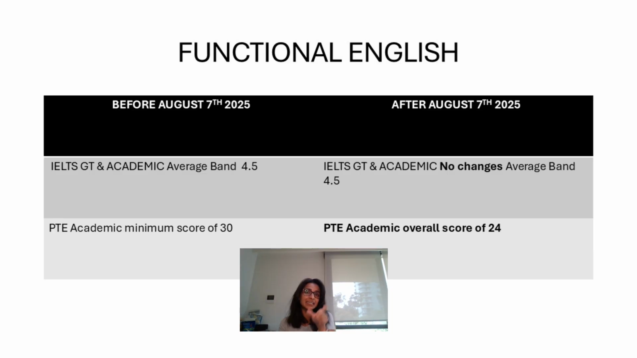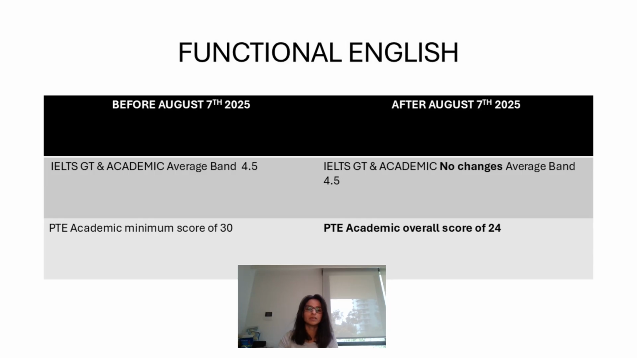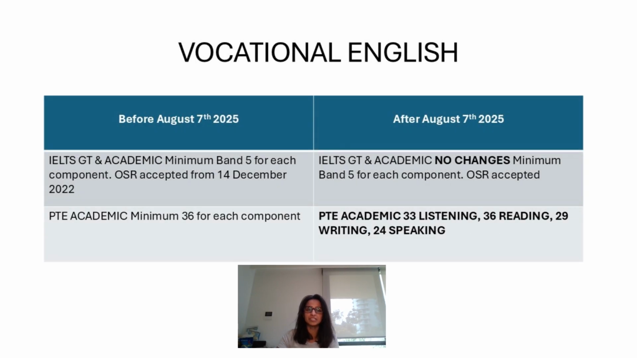They will specify exactly what minimum scores for each skill are required. Okay, so let's move on to vocational English. As I said before, no changes for IELTS general training or academic score requirements. One skill retake was accepted from the 14th of December of 2022 for certain visa types. Okay? This information is applicable later on in this tute when I talk about postgraduate visas.